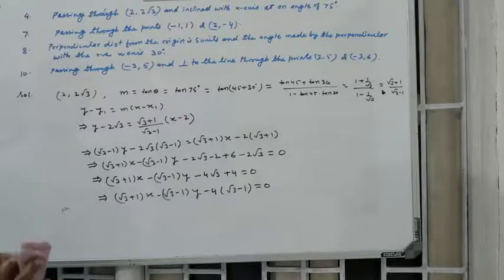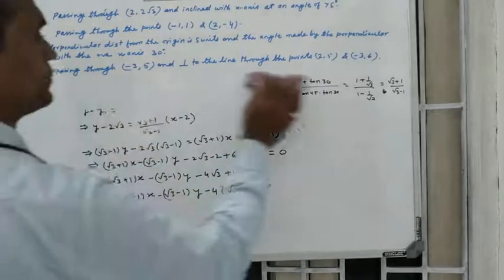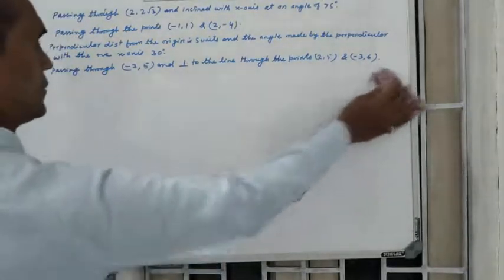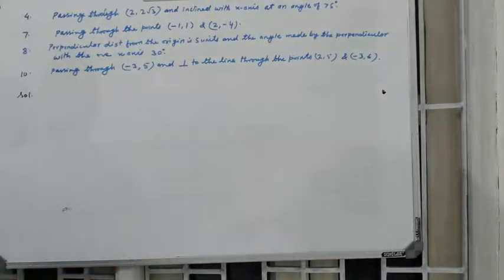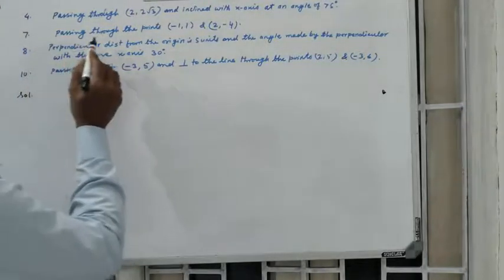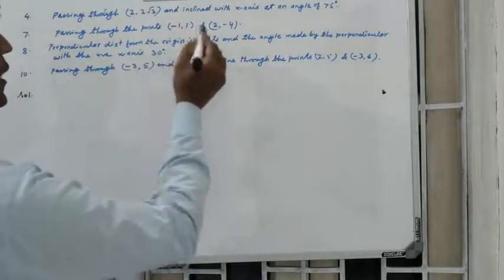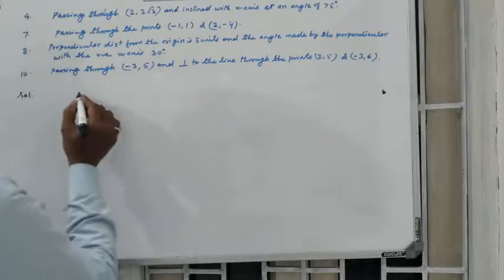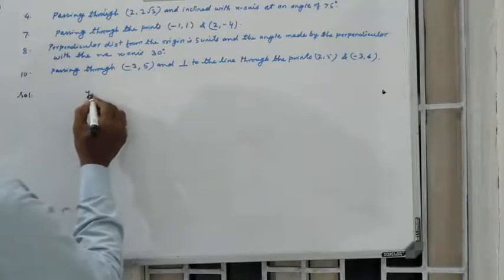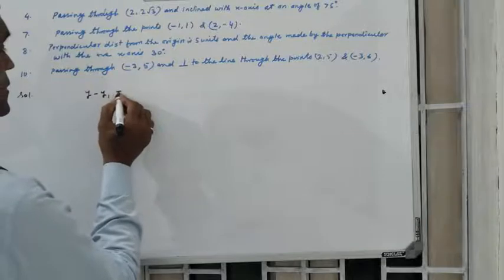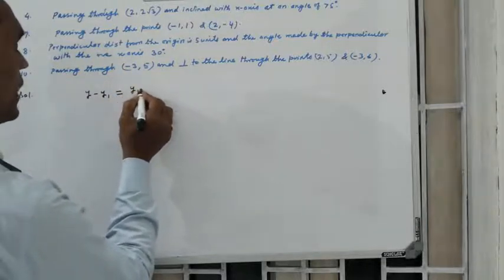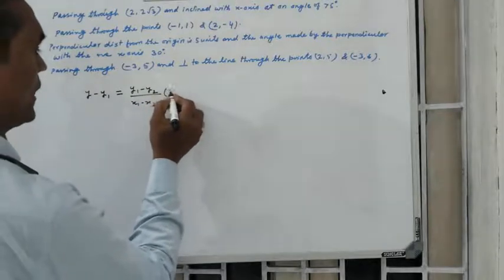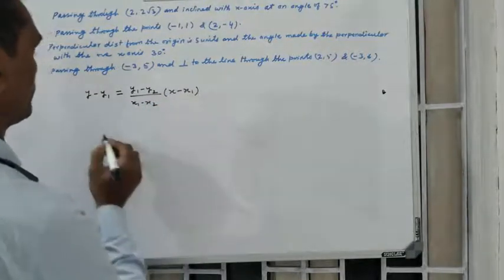Now next question, question number 7 here. We have to find the equation of a line which passes through the two given points. So here we apply the two-point form. We know the formula: y minus y1 is equal to (y1 minus y2) over (x1 minus x2) times (x minus x1).